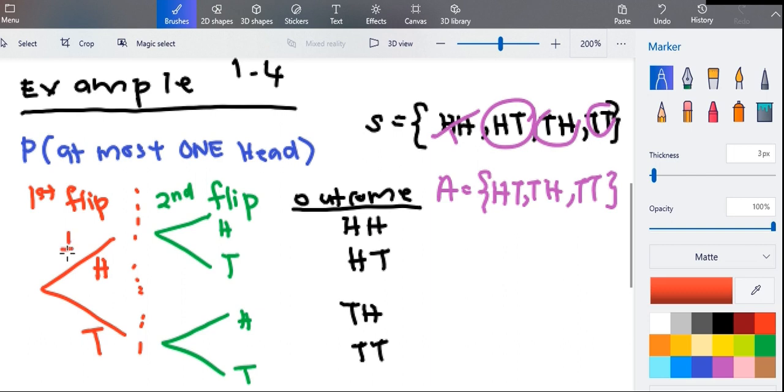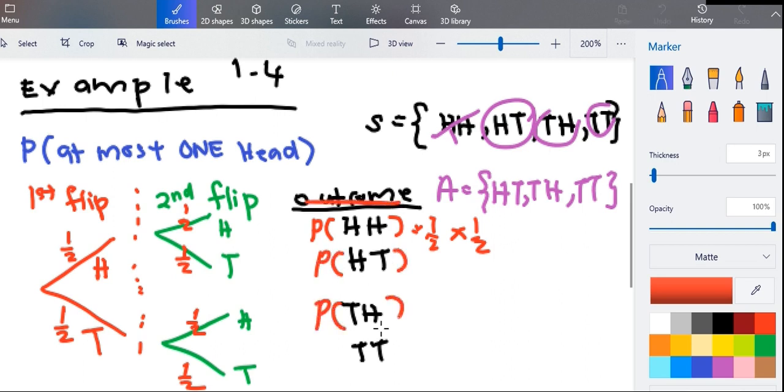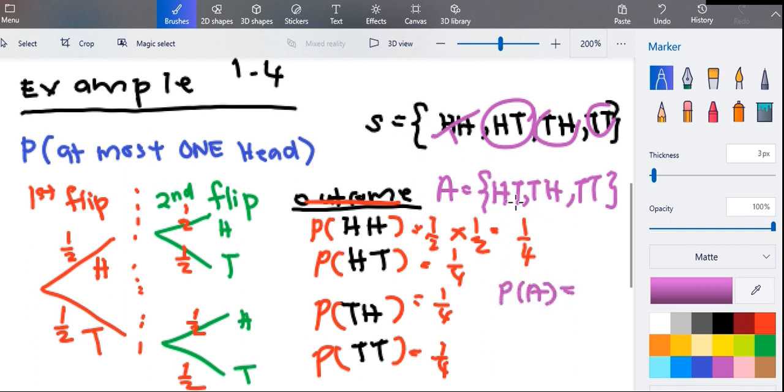And then basically, how to find the probability, there are two ways. First of all, maybe you can just find the probability for each one of the possible outcomes. For that, the probability of HH is basically 1 over 2 times 1 over 2, which is 1 over 4. Similarly for P(HT), P(TH), and P(TT). Each one of them is 1 over 4. Okay, so therefore, the probability of A is basically 3 over 4.